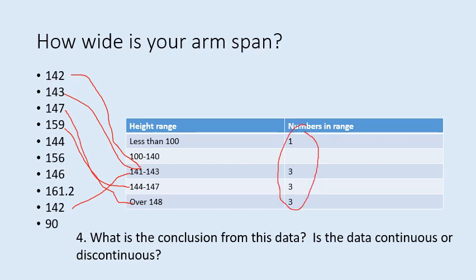So what is the conclusion from the data? Again, pause the video and see if you can write it. So this data is going to be continuous. Okay, and the conclusion we could make is that most of the class are over 141 centimetres, and there's an even spread over that number. So there's very few that are less than 140 centimetres.